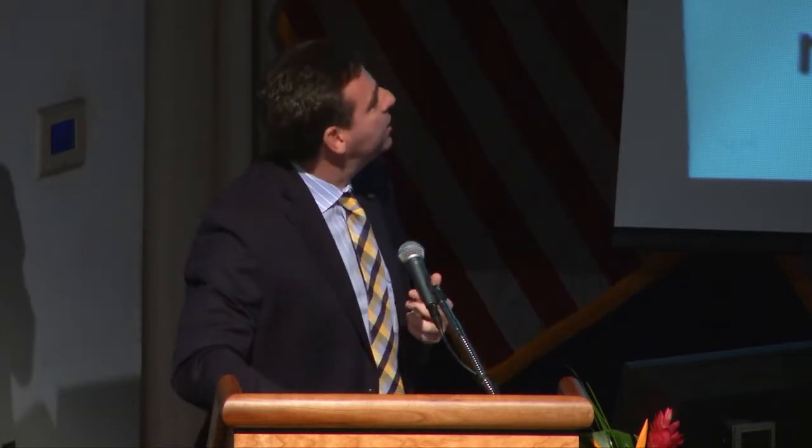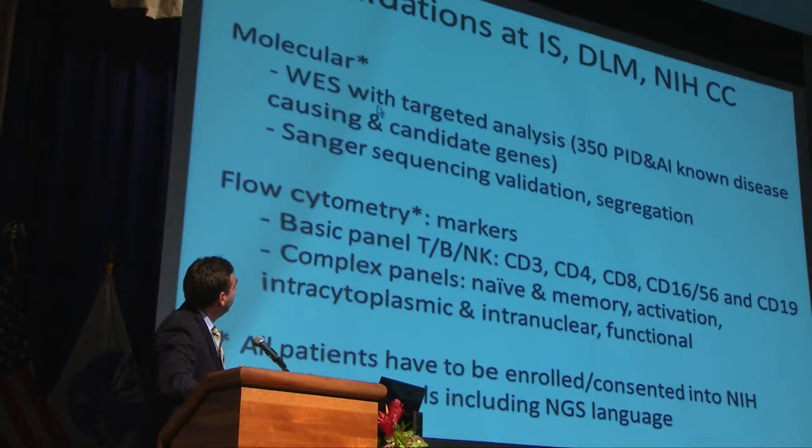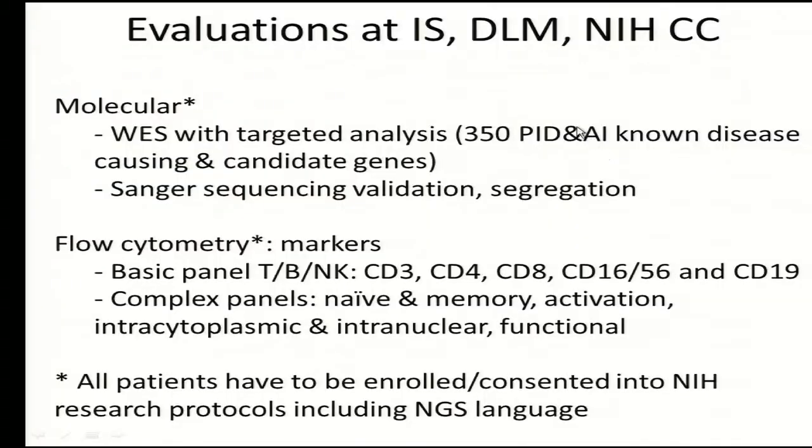So here, molecular approach at the NIH, at the Immunology Service, we do whole exome sequencing with targeted analysis. We analyze 350 primary immunodeficiency and autoinflammatory genes known to produce diseases, and then we also do Sanger sequencing validation and family segregation of the mutations. As Dr. Fleischer already displayed and explained to you, we also do the flow approach. So these include basic panels to discriminate between T cells, B cells, and NK cells. We do complex panels. They're all upon approval of myself, so you have to be nice to me if you want them to be approved.